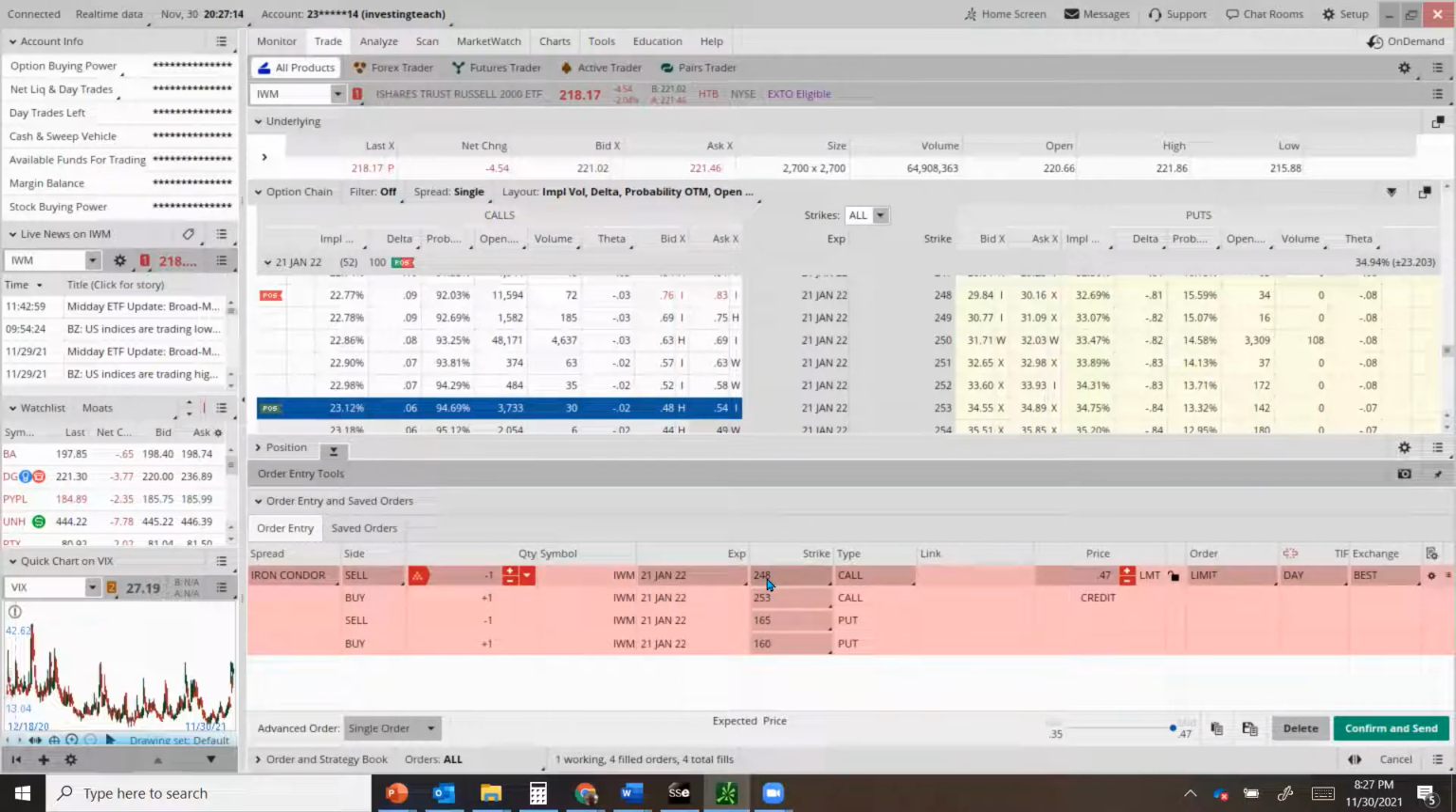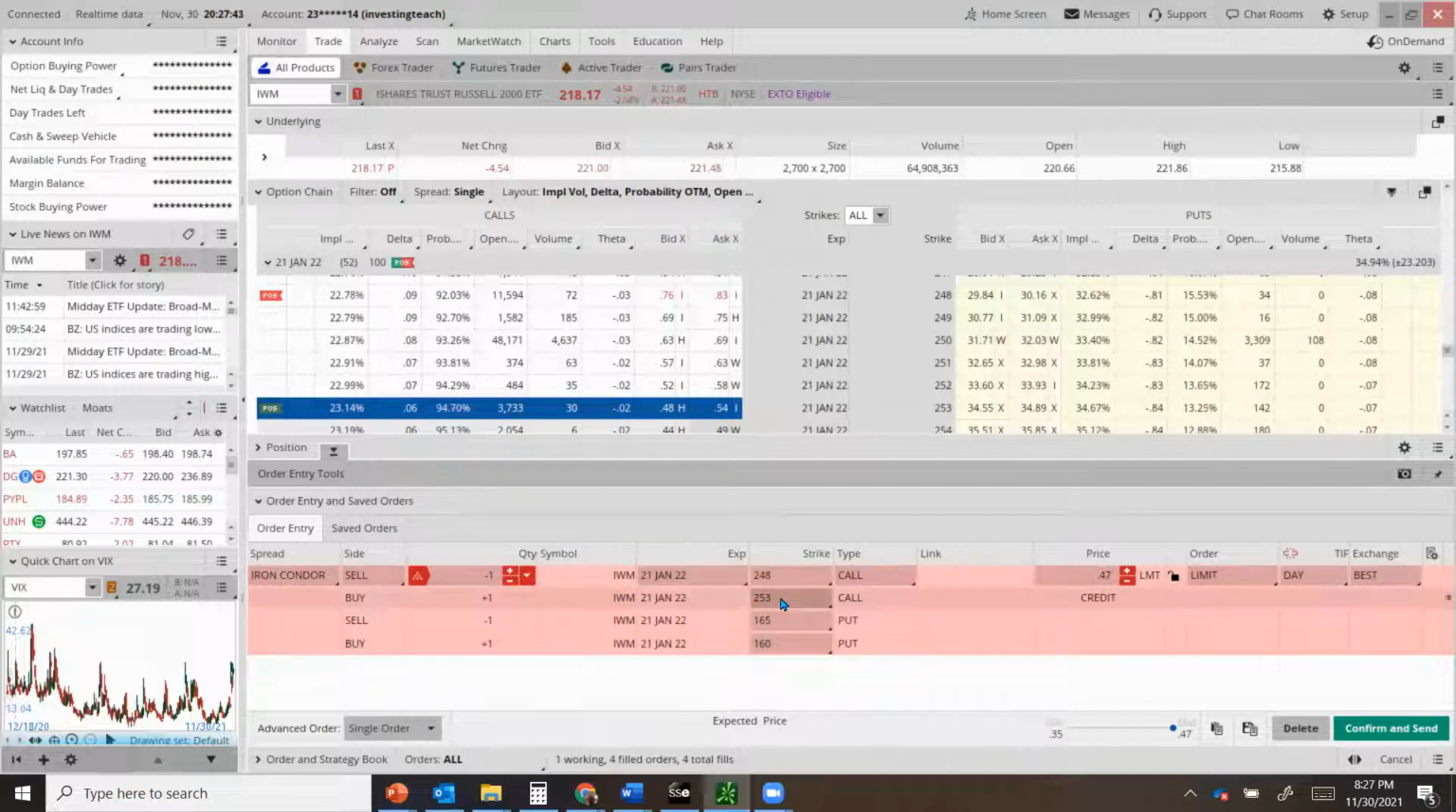But my question that I don't understand is typically when you buy a put, say in this example, you buy a 160 put, you would normally profit if that stock goes well below that put price. And here, for example, if you buy a call, if the stock goes higher than 253, you would profit.